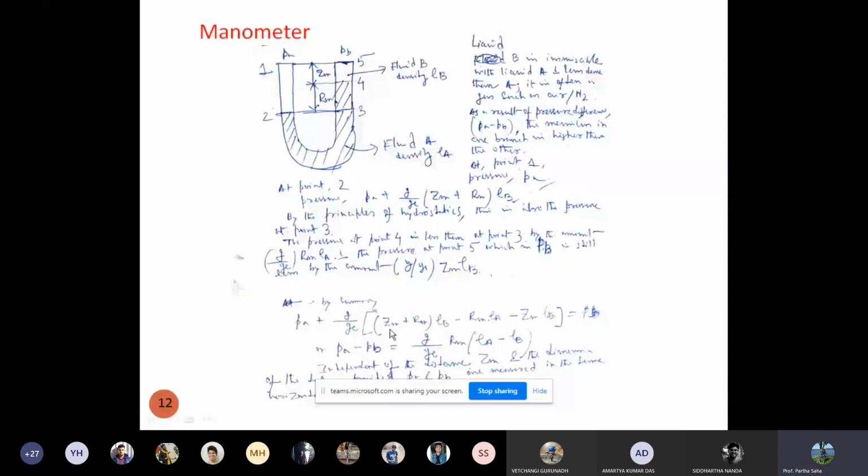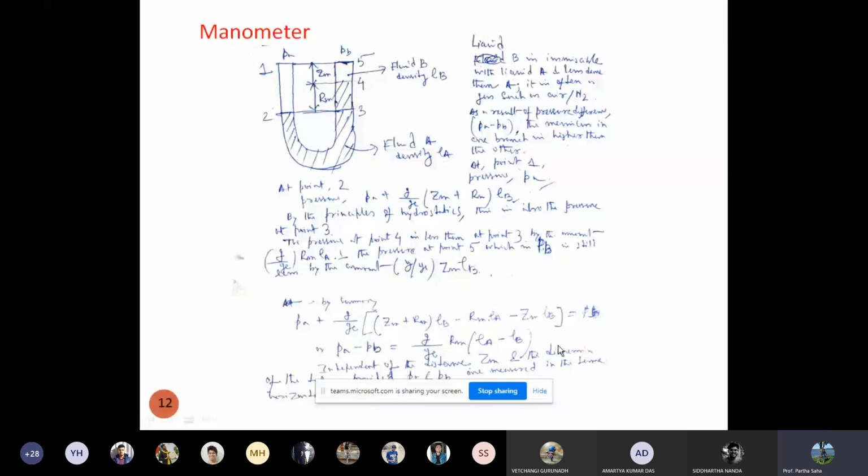Because the pressure head, if you divide PA minus PB, that is the pressure difference, by ρg, you get the height H. And if you multiply by H ρ g, that is the pressure head. So ρ is given, g is given, and if you multiply by the height, that will be the pressure head. Okay.